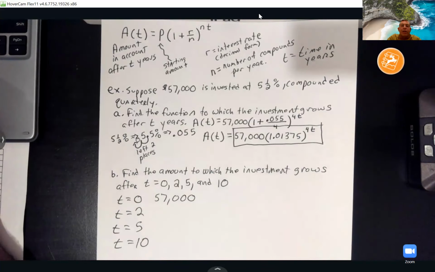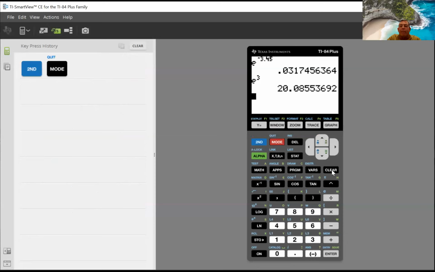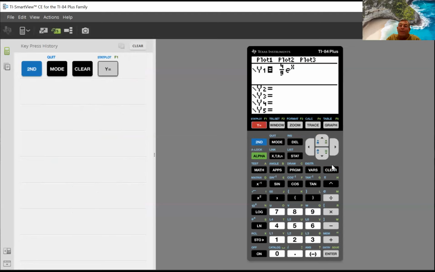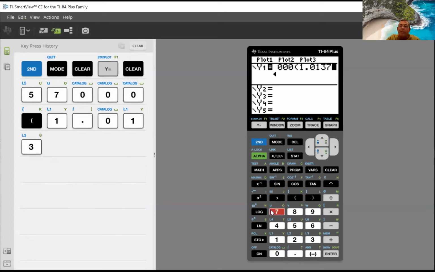But y'all, okay, so I got my formula. Let me go to the calculator and show you how I just do these. So I don't need no graphing, so I'm going to quit that. Well, I'll show you a trick, though. If you want to graph this, watch what I can do. Y'all watch, this calculator's got a lot of power. So let me put in my equation. 57,000 parentheses 1.01375 close parentheses.